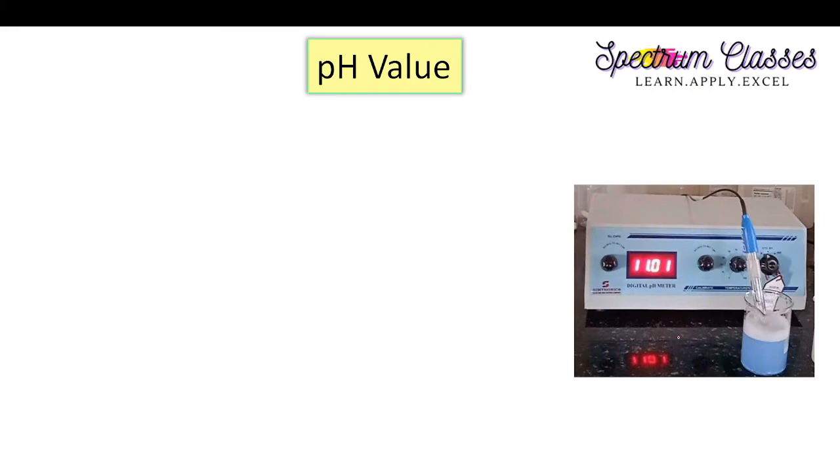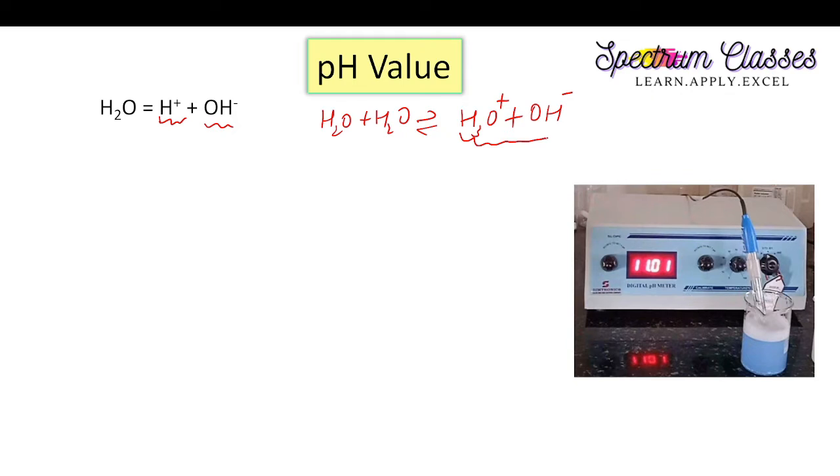The next point is how this pH value is measured. This is the water molecule, and the water molecule dissociates like this into H plus ions and OH minus ions. In some texts you may find H2O plus H2O dissociating into H3O plus and OH minus. So either you can write it in this manner or in that manner. Both are correct, right?